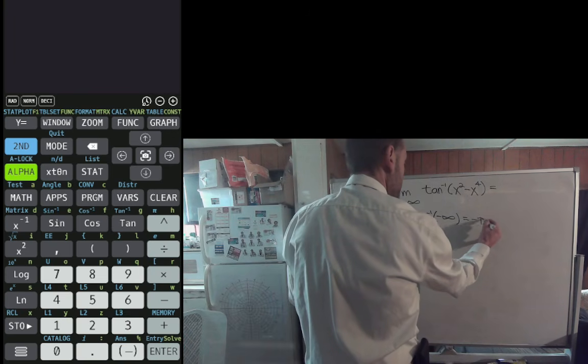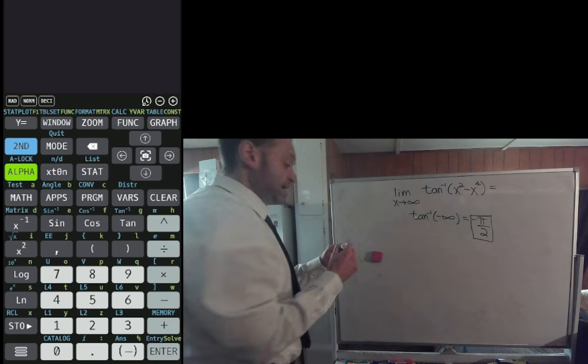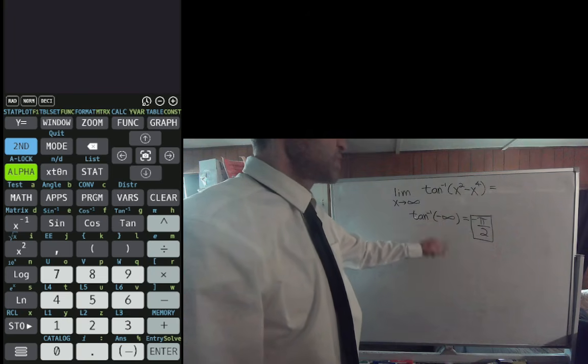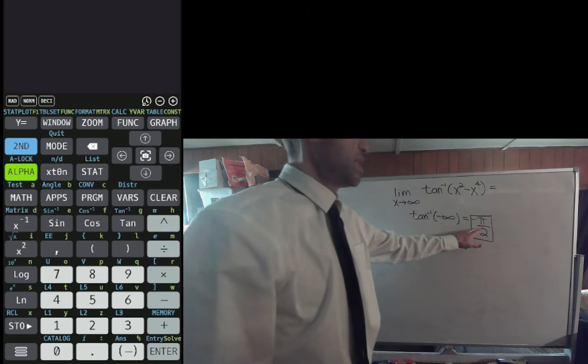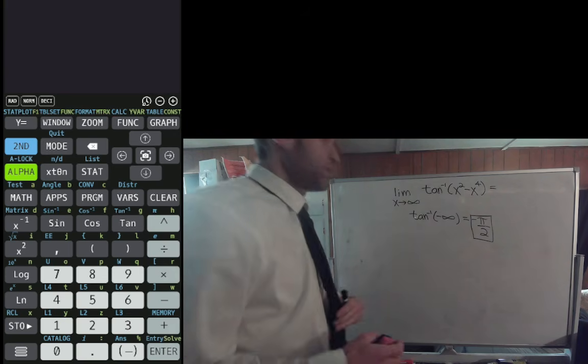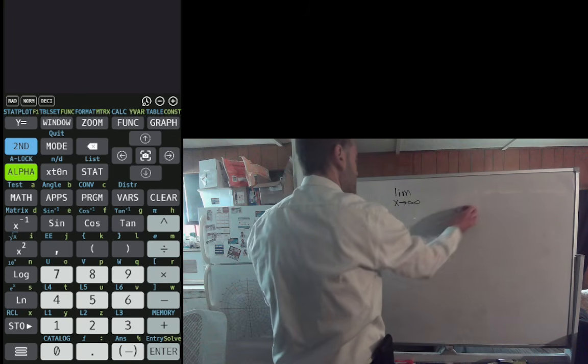which as you go towards negative infinity for the inverse tangent, you would just end up getting negative pi over 2. So in this case, the limit would be negative pi over 2 because x to the fourth increases faster than x squared, so you'll end up with a negative infinity inside of the inverse tangent, which would take you towards negative pi over 2. So it's good to know how these inverse trig functions work.